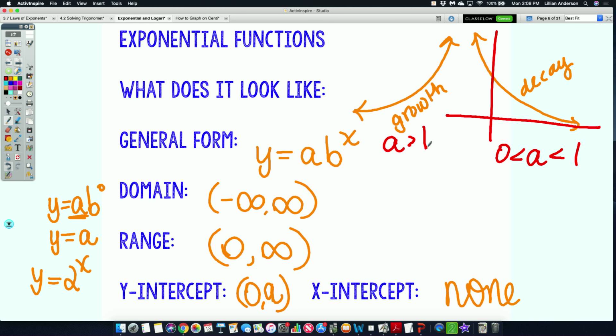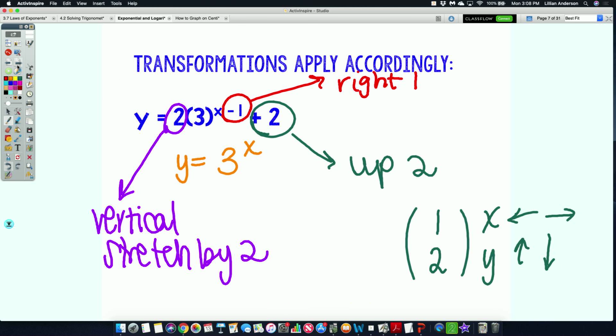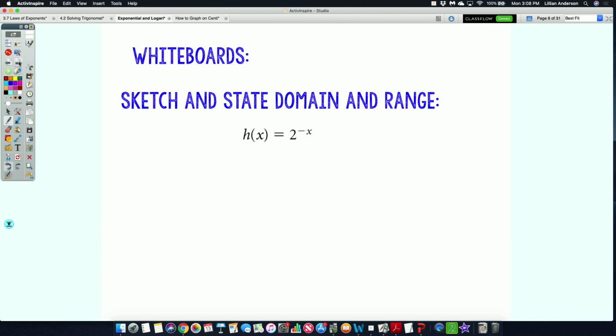Yes. Good stuff. So would this be an exponential growth or decay? It would be a growth. Of course, you got to worry about your reflections and things like that, because those can affect whether it stays growth or becomes decay. All right. Let's look at this one.